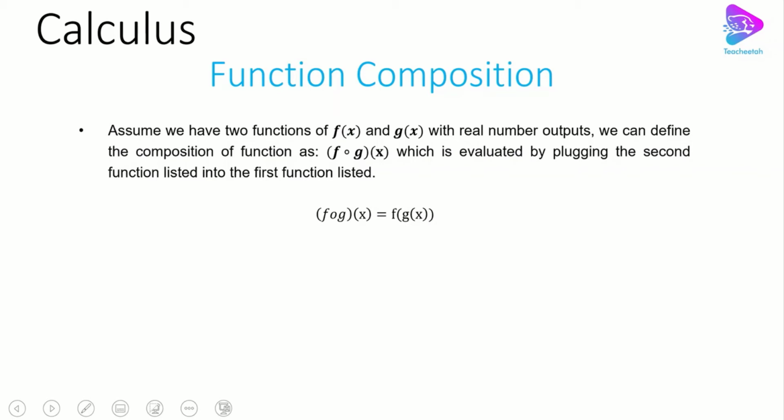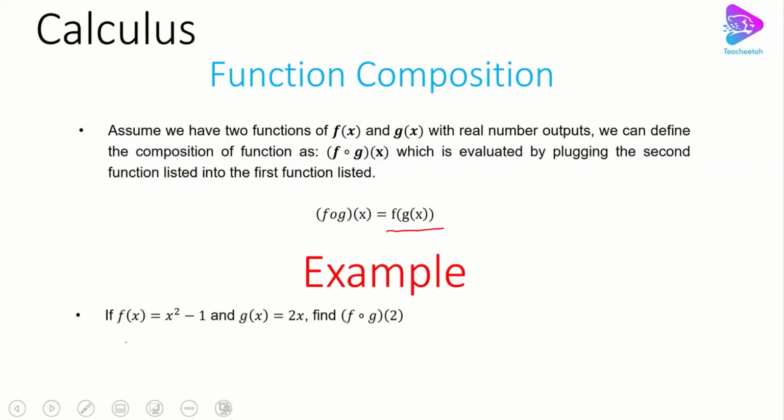Therefore, we can write it as f of g of x, as you can see here. Let's look at one example. The example is: if f of x equals x squared minus 1, and g of x is equal to 2 times x, find f of g of 2.